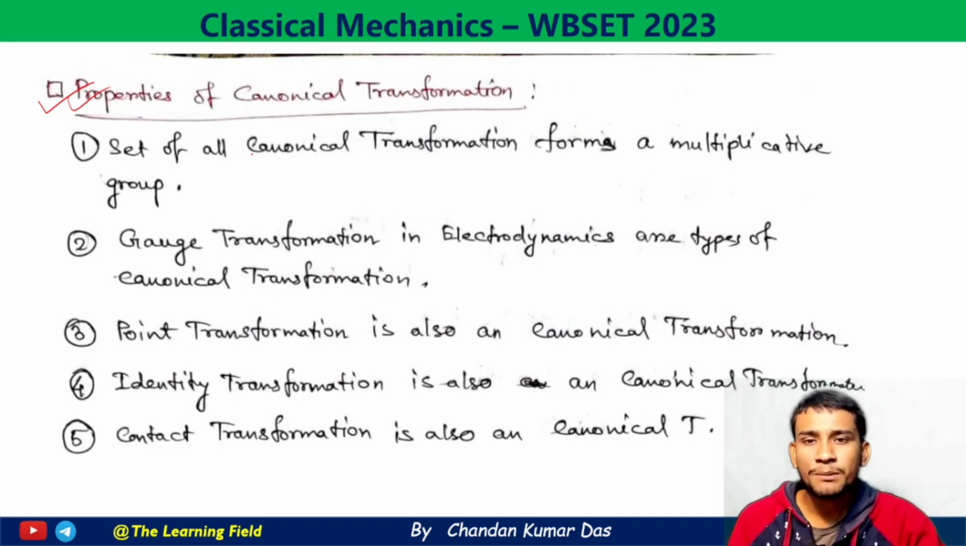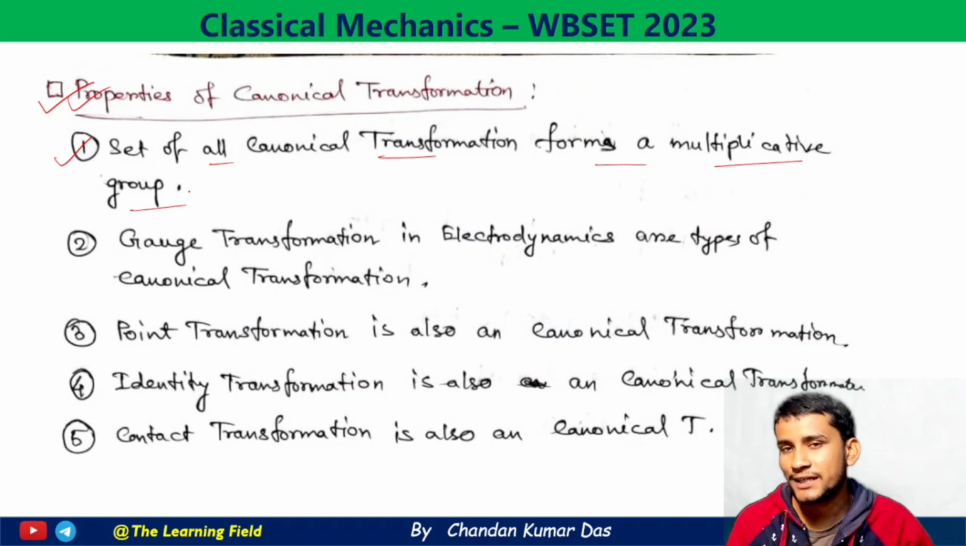So the properties are: number 1, the set of canonical transformations forms a multiplicative group. Suppose there are some options, and you have to pick the correct statement like this. Okay, then this may be a question in the paper. This type of question is asked in the exam.